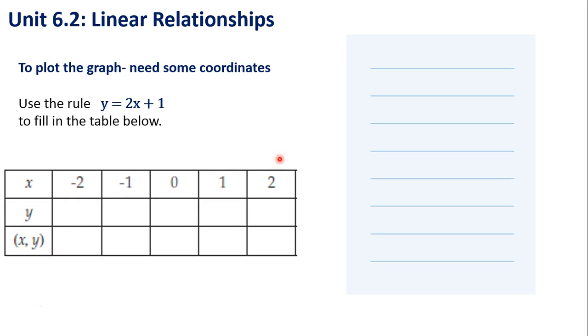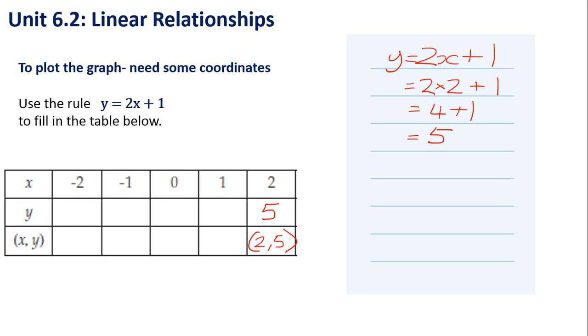We'll start with the one on the right here. If x equals 2, we need to substitute that into our rule. I'll write the rule out again, y equals 2x plus 1. Then we substitute in x equals 2, so it becomes y equals 2 times 2 plus 1. That's 4 plus 1 equals 5. So the corresponding y value is 5, and the coordinate we'll plot is x equals 2, y equals 5.